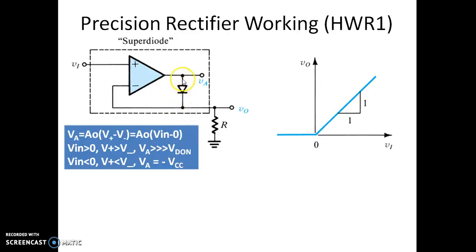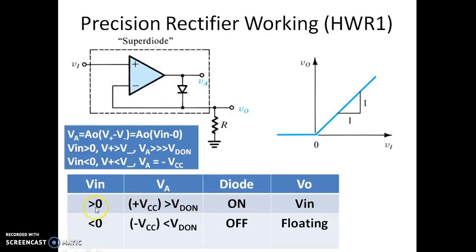Once the diode turns on, neglecting this voltage drop, the output voltage is fed back to the inverting terminal. Now this looks like a voltage follower. When this looks like a voltage follower, the output exactly follows the input. That's what is written here. When the input voltage is greater than 0, the voltage VA, that is the output of the op-amp, will be plus VCC, which is certainly more than VD on, which will make the diode on. So when the diode is on, we'll have the output voltage equal to the input voltage, because this acts like a voltage follower.